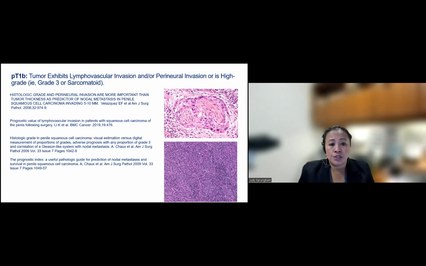Many studies have shown that histologic grade, perineural invasion, and lymphovascular invasion are associated with nodal metastasis and poor prognosis. So on this basis, these lamina propria invasive tumors are subdivided into pT1b because of the poor prognostic features.